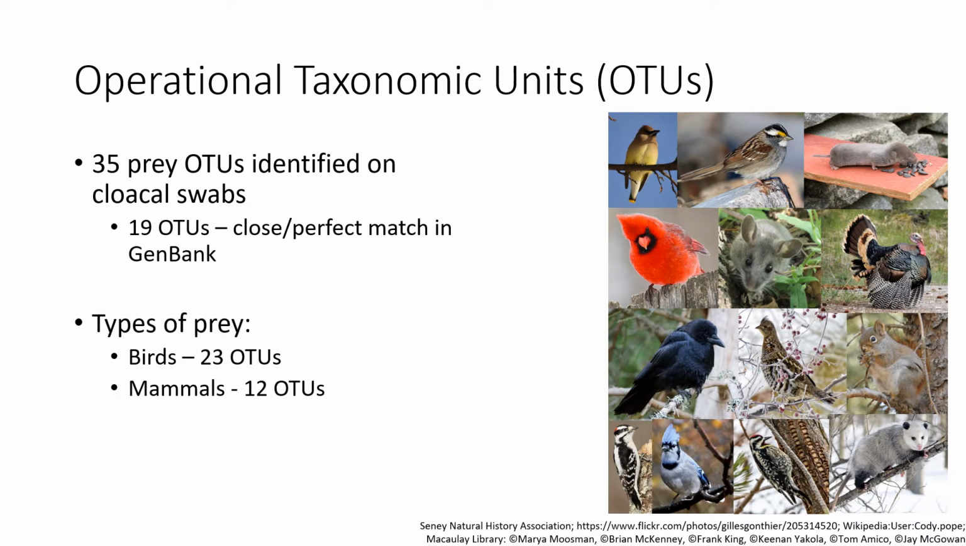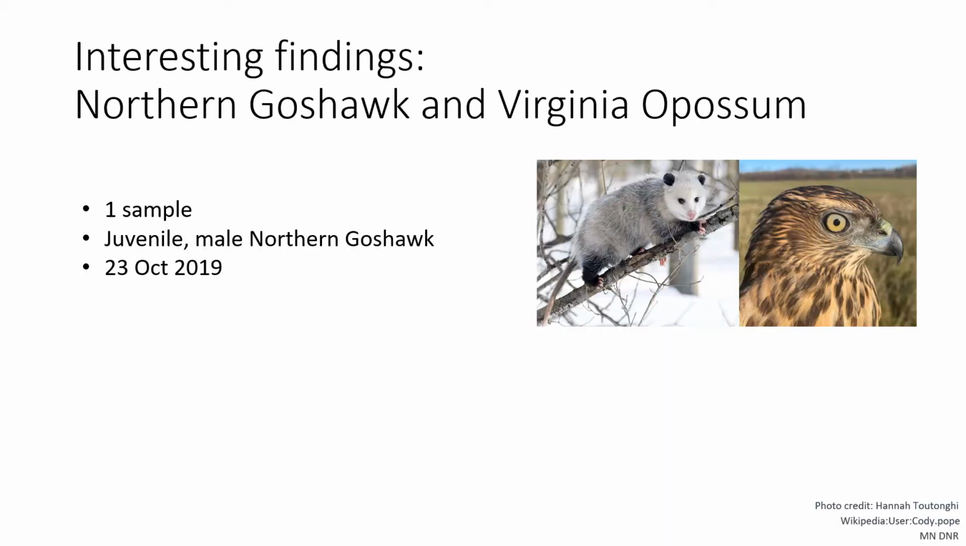As for the types of prey found on the swabs, 23 OTUs were from birds and 12 OTUs were from mammals. And I'm not going to have time today to show you all the different prey detections and all the different swabs, but I would like to take a few minutes to highlight some of the interesting things I found. The first case is of a northern goshawk swab that had opossum DNA.